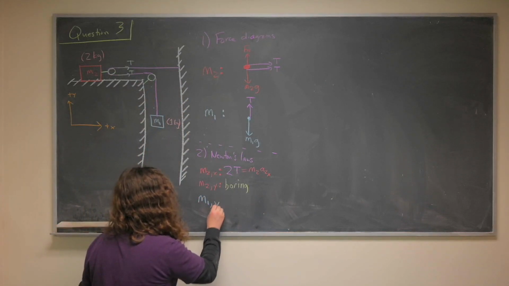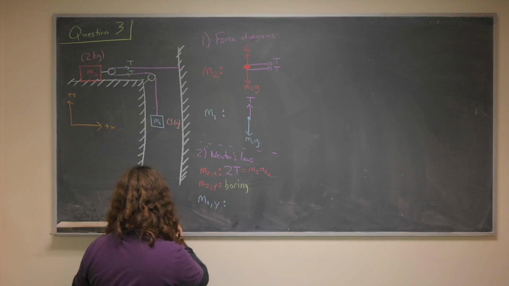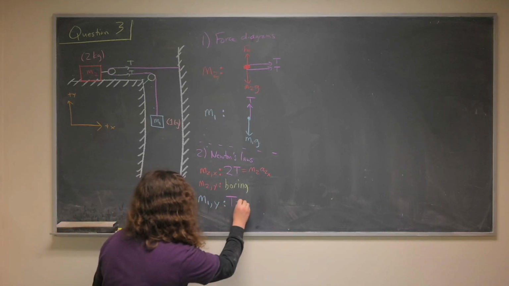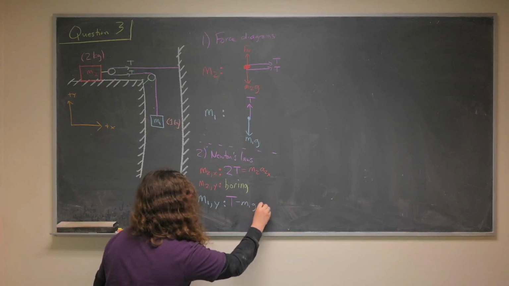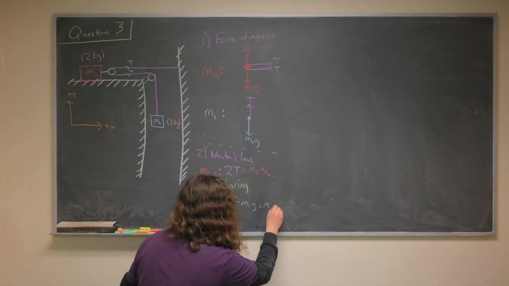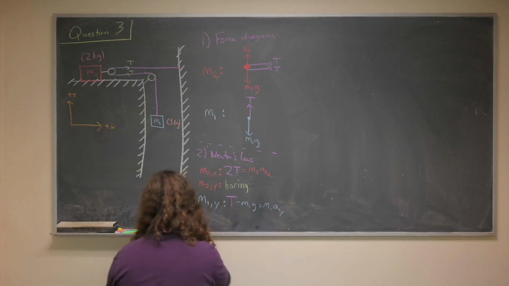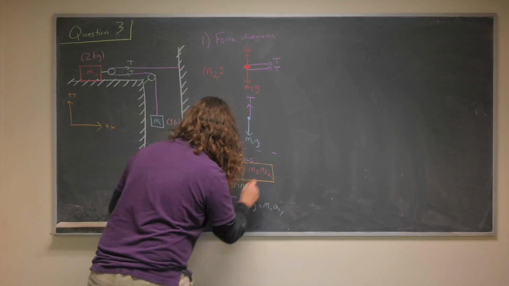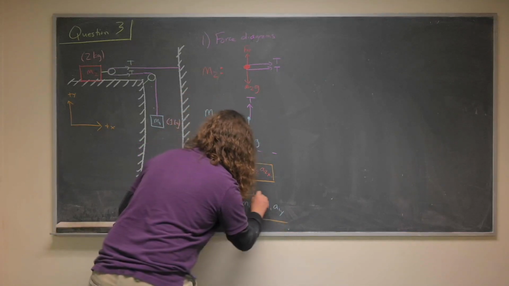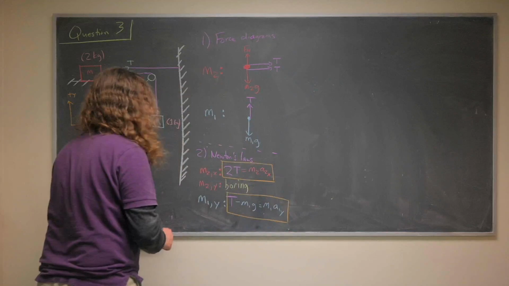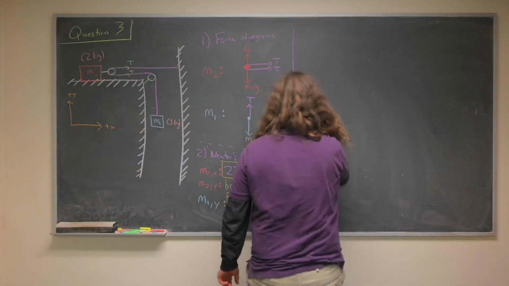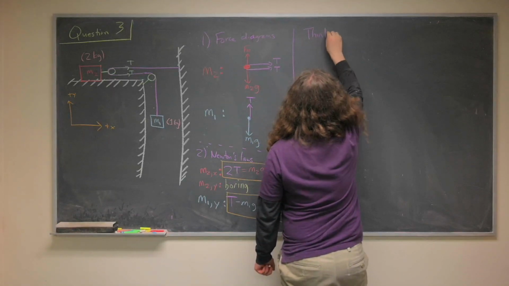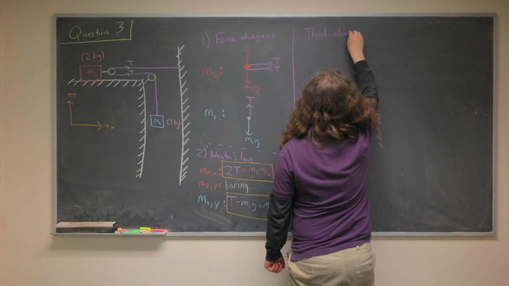For M1 in the y direction, tension goes up. So T minus M1G equals M1 A1y. So I've got my 2 non-boring equations here. But they've got 3 unknowns in them. So I'm going to think about the constraint.